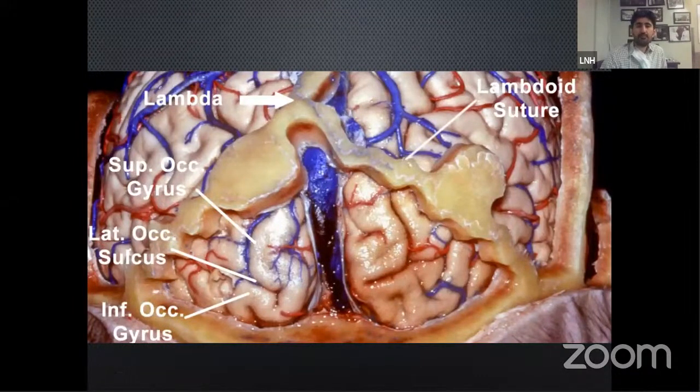This is the diagram taken from the Rhoton anatomy, and we can appreciate all the gyri and sulci on the occipital lobe. So if we see, this is the superior occipital gyrus, and this is the inferior occipital gyrus. And this small portion, we can see, is from the medial occipital gyrus. And here we can see the intraparietal sulcus continues down into the occipital lobe as the intra-occipital sulcus. And this is the transverse or lateral occipital sulcus.